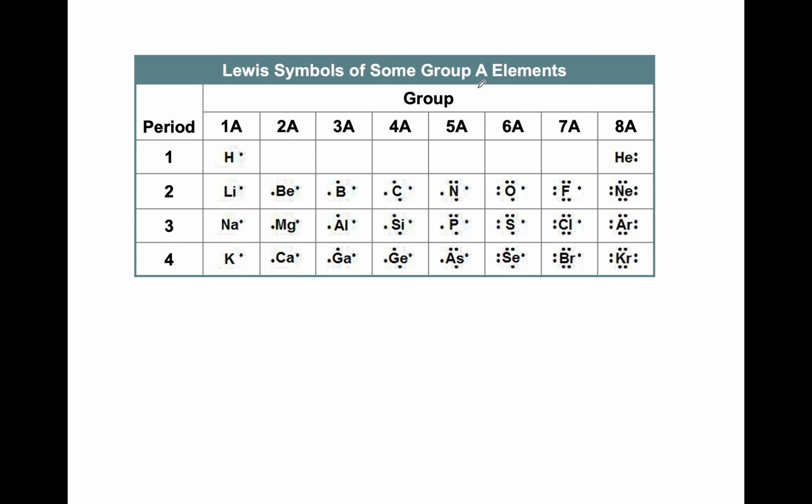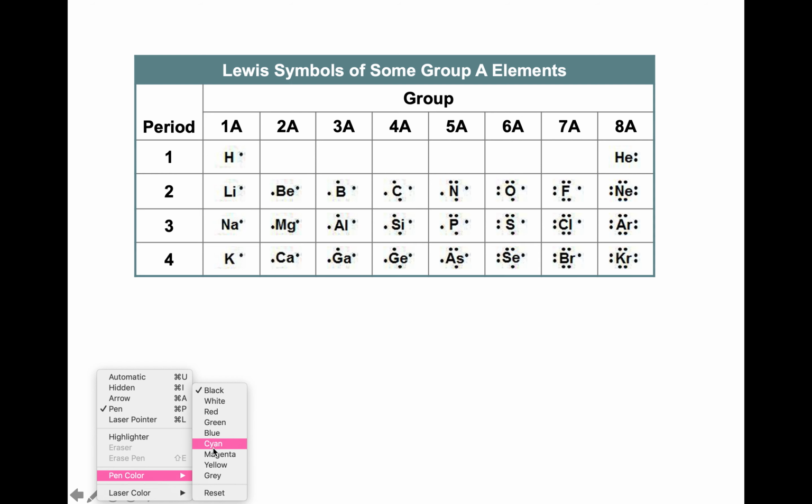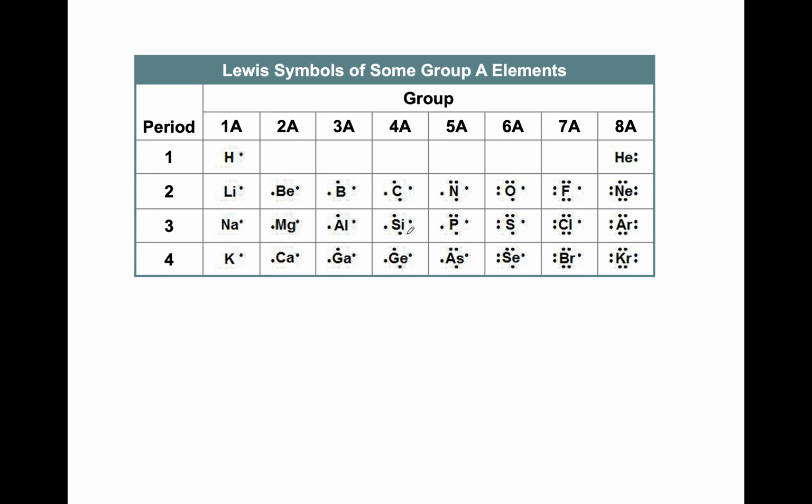So Lewis symbols of some group A elements over here. Group 1A, hydrogen, lithium, sodium, potassium, all have 1. 2A, all have 2. 3A, all have 3. 4A, all have 4. And so on and so forth. And you guys can refer back to the slide, pause at any point in time if you ever need to remember.